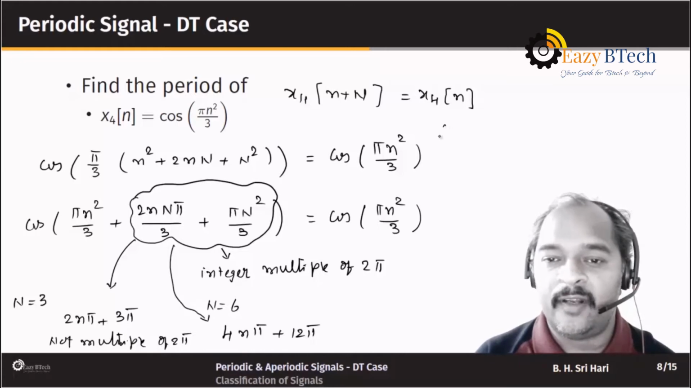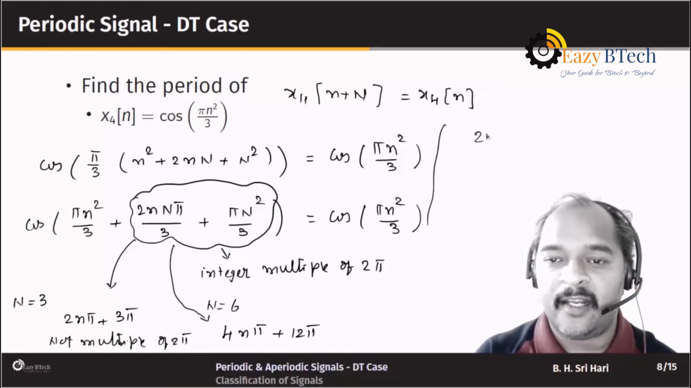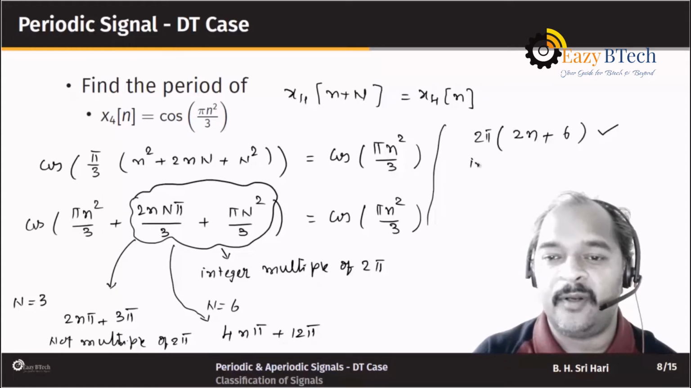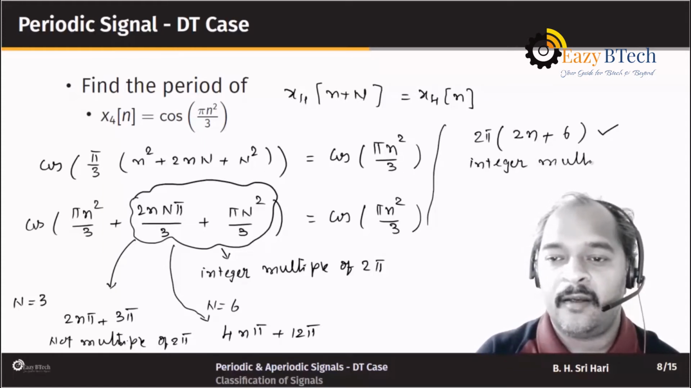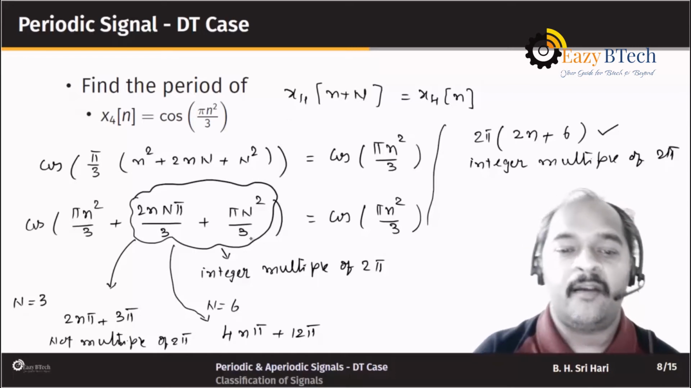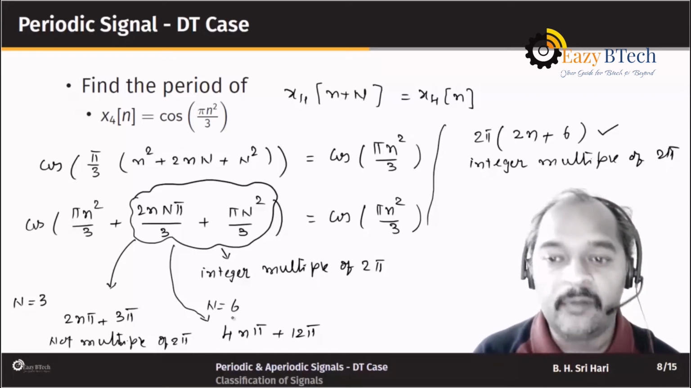So that can be written as, I can take 2 pi out, so you get 2n plus 6. So definitely this is an integer multiple of 2 pi, and hence we say that the given signal is periodic with fundamental period N equal to 6.